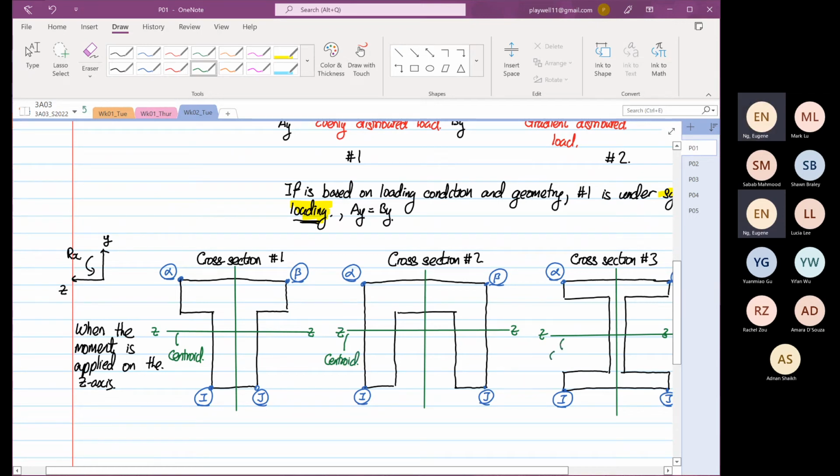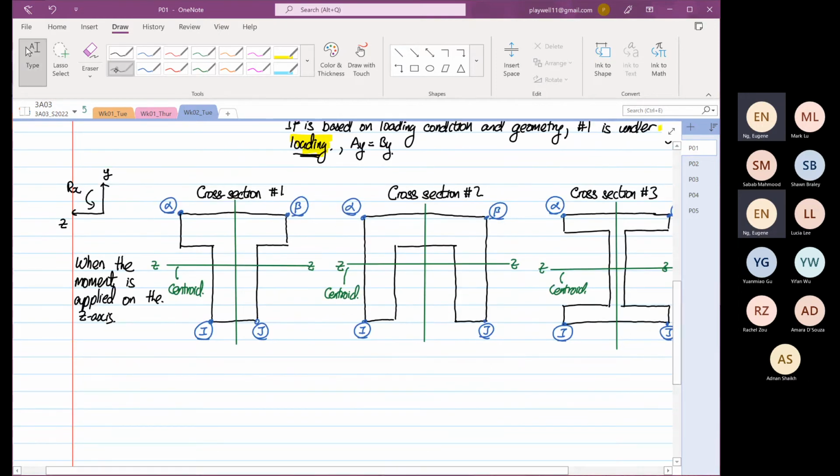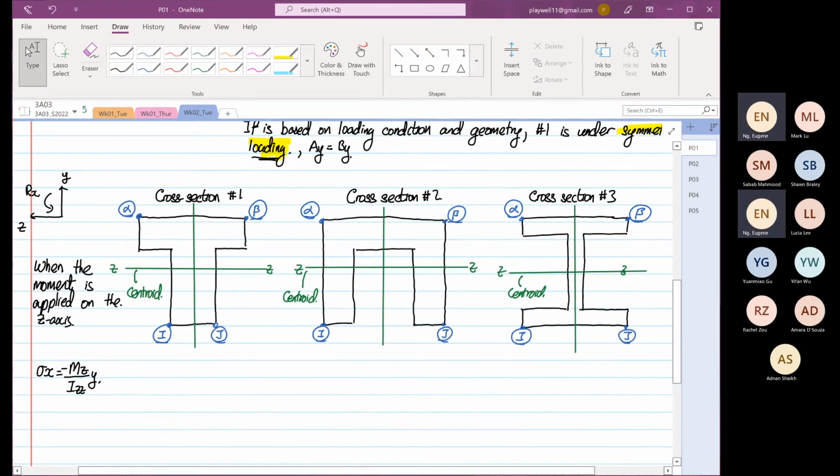Before anyone tells me, I want you to focus on the formula where stress X is equal to minus Mz over Izz, multiplied by y. Can anyone tell me which cross section is under symmetrical loading or symmetrical bending? Cross section 1, cross section 2, cross section 3.